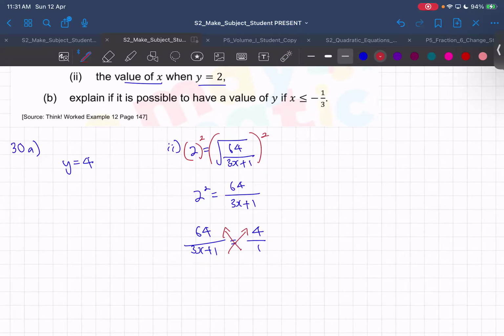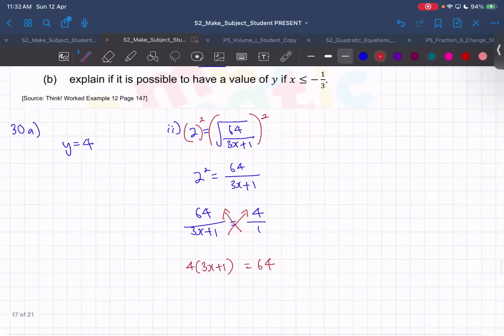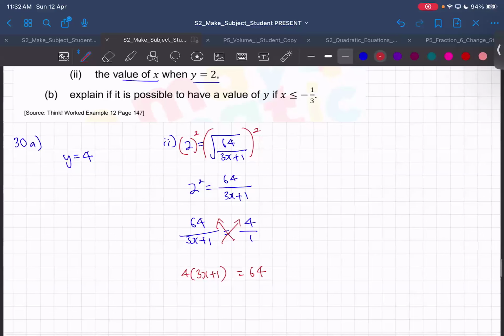So we will get 4 times 3x plus 1 equals to 64. Okay, then ask yourself again, we are finding x. So we have to isolate x.